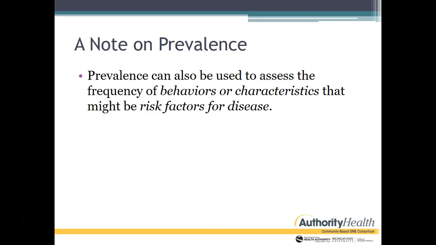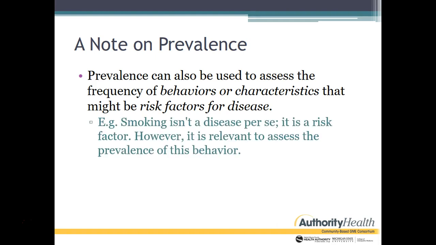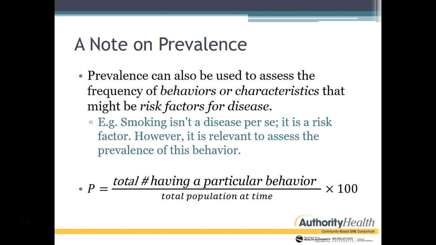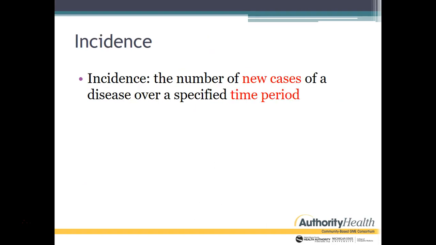A note on prevalence: it also can be used to assess the frequency of behaviors or characteristics that could be risk factors for the disease. For example, smoking. Tobacco use isn't a disease, it's a risk factor, but it is relevant to assess the prevalence of the behavior. The prevalence for a behavior or characteristic looks just like the point prevalence formula: the total number of people having the particular behavior over the total population at the time, times 100. So that's prevalence. We'll move on to incidence now.